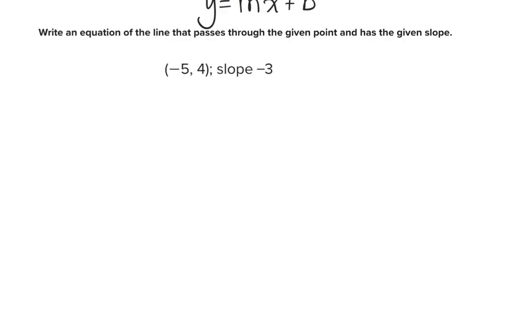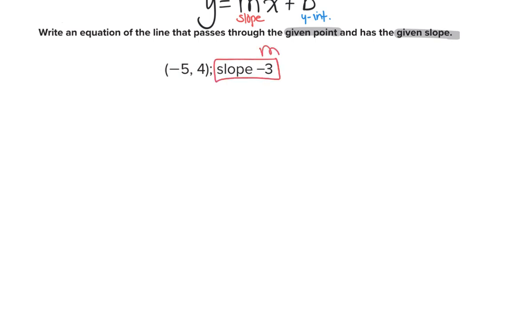Let's get started. Our first example asks us to write an equation of the line that passes through this given point and has this given slope. So, as with most of these questions, we're going to start with this general idea of y equals mx plus b. Remember what m stands for? That's always going to represent our slope. And then how about b? That's our y-intercept. And then the x and the y stand for the x-coordinate and the y-coordinate, and those are obviously variables that change.